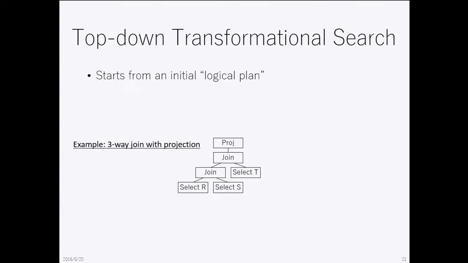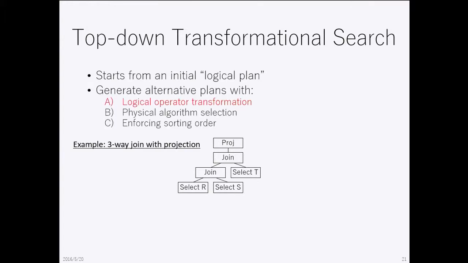So let's look at top-down transformational search in Volcano. The search starts from an initial logical plan. Logical plan means the tree consists of only logical operators and no physical algebra. And for example, in this case, a tree that says project, join, select, and no physical algorithm. And starting from this initial logical plan, alternative plans are generated with these three types of transformation.